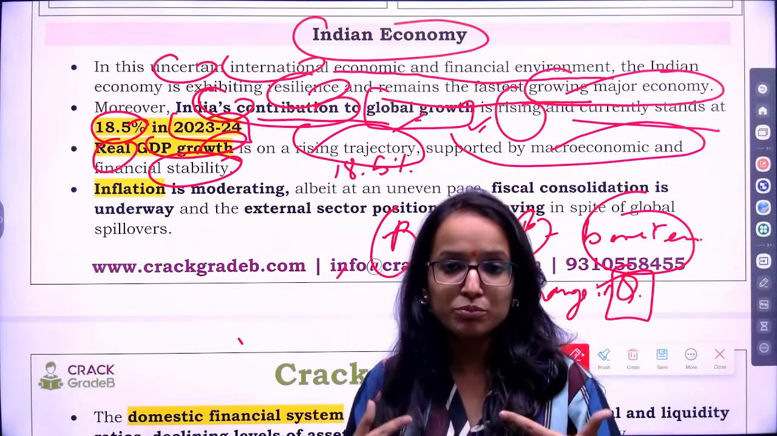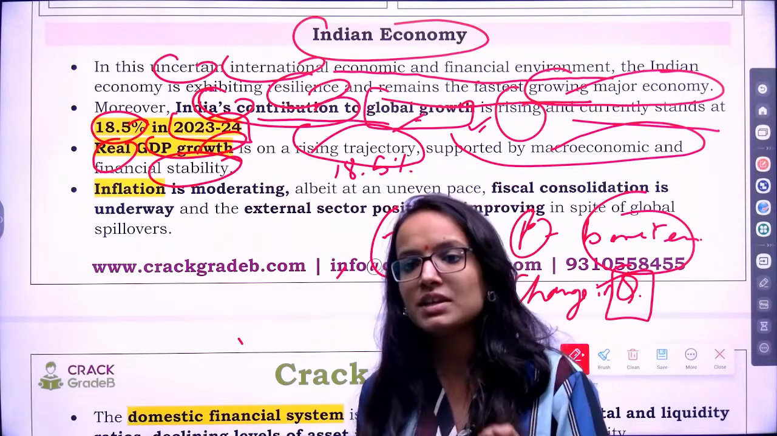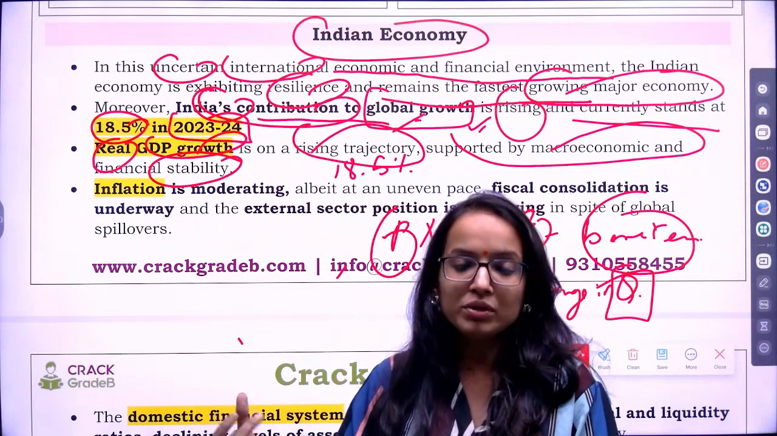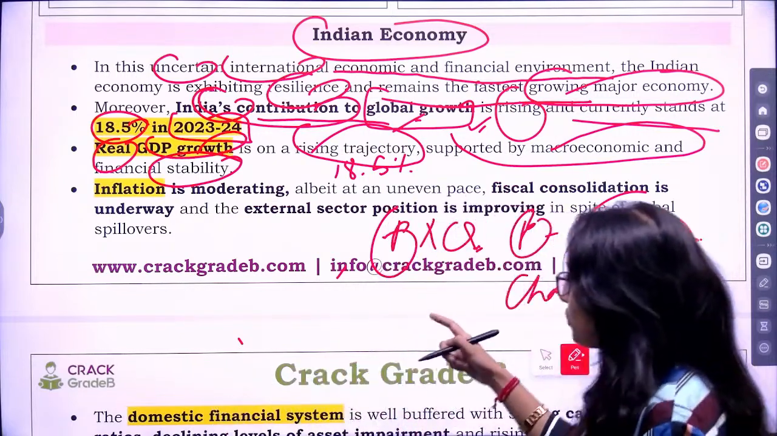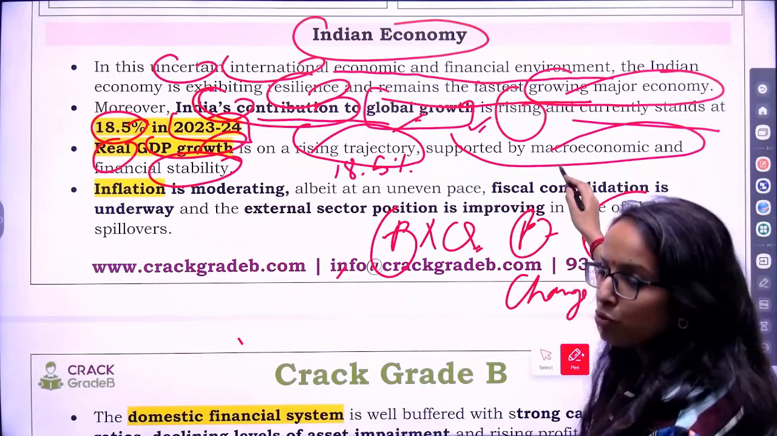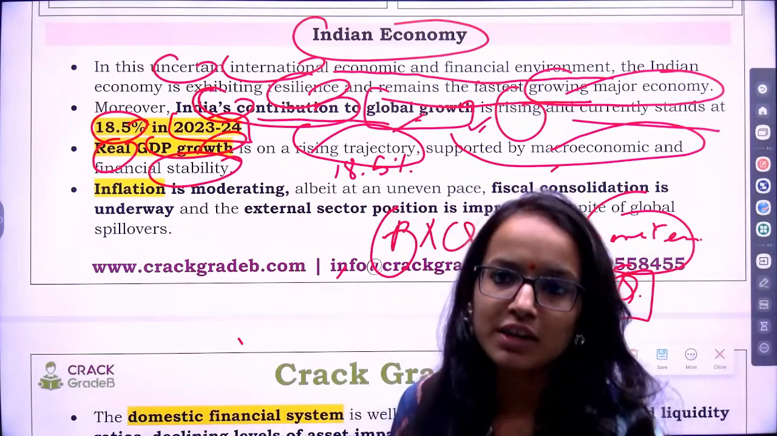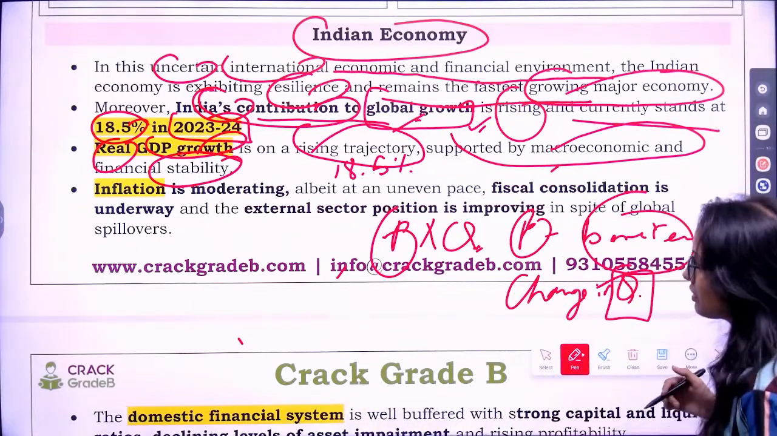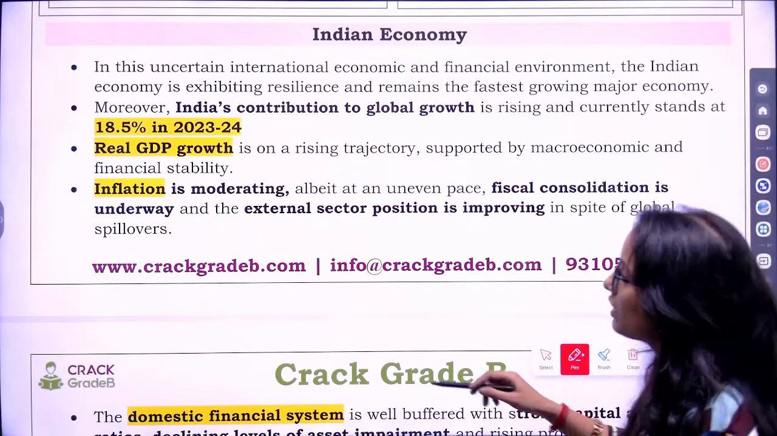increasing in your economy, production activities and production of goods and services rising in your economy, which is necessary for growth. So it is a real indicator of economic growth, right? So if real GDP is rising, it is on a rising trajectory, supported by macroeconomic and financial stability. That is a good sign for our economy. You should remember this. Now, talking about the next thing, you see, inflation.